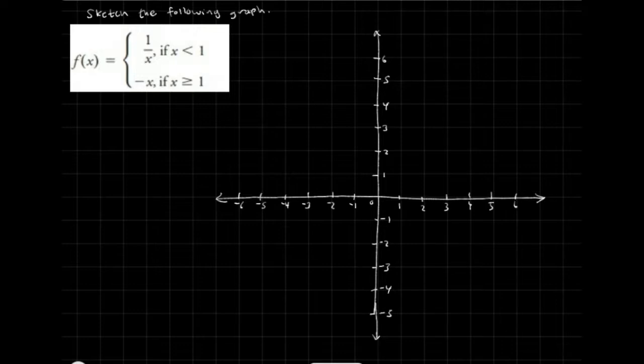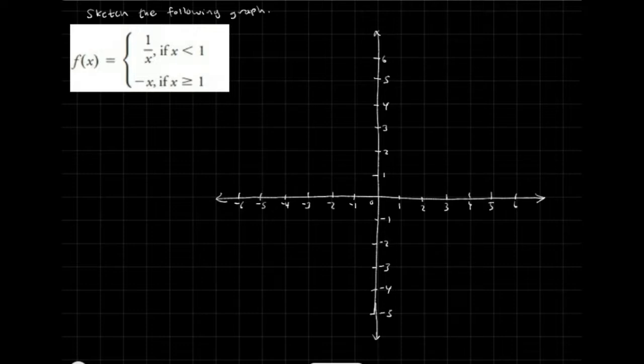Alright, let's sketch the following graph. f(x) is equal to 1 over x if x is less than 1, and negative x if x is greater or equal to 1. So this basically is a piecewise function. A piecewise function is a function that contains two or more functions that occur at different intervals, right?